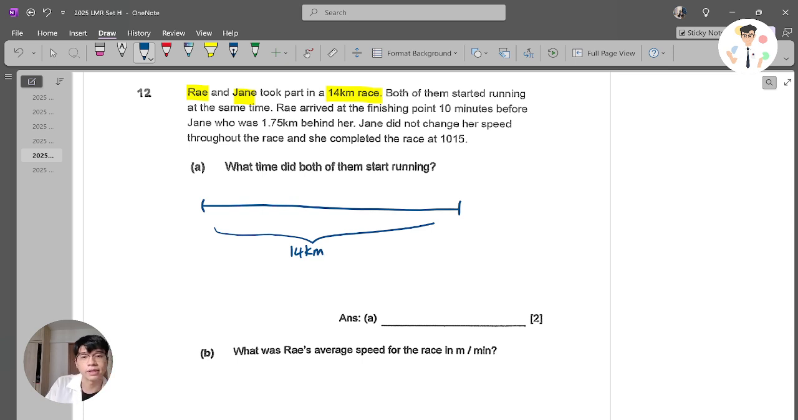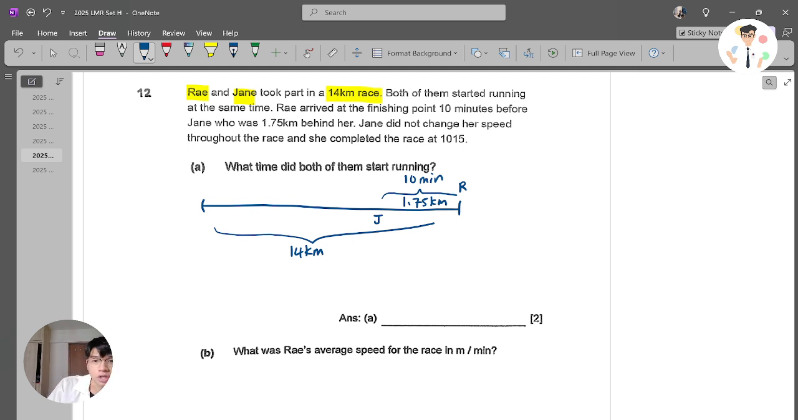Ray arrived at the finishing point 10 minutes before Jane. Means that she arrived first, right? Then Jane takes 10 minutes to arrive later. Okay? And Jane's actually 1.75 km behind her. So here is actually 1.75 km. Meaning they are 1.75 km apart.